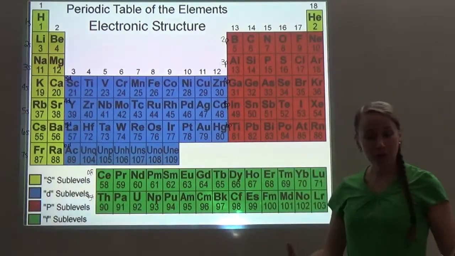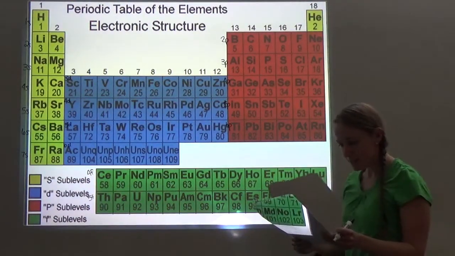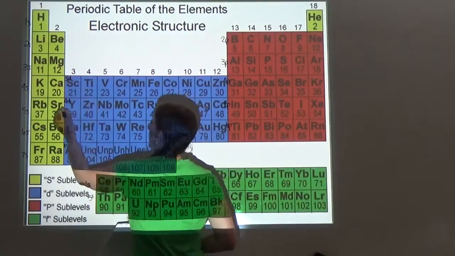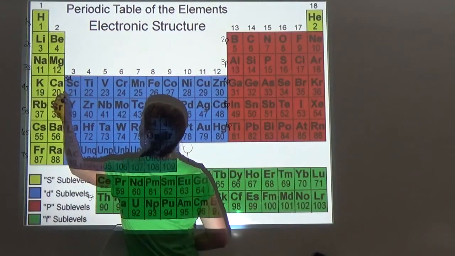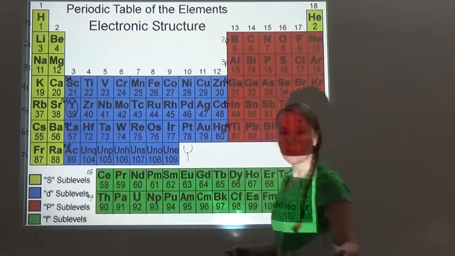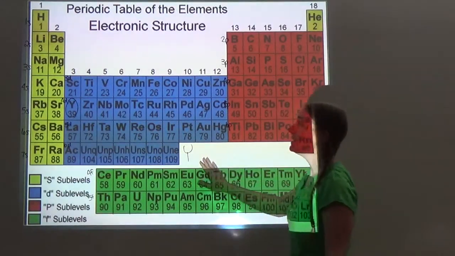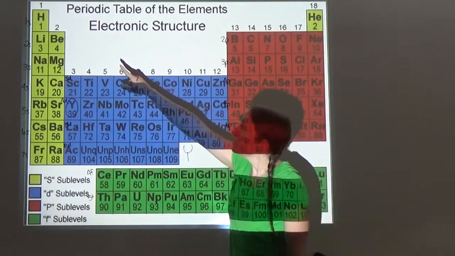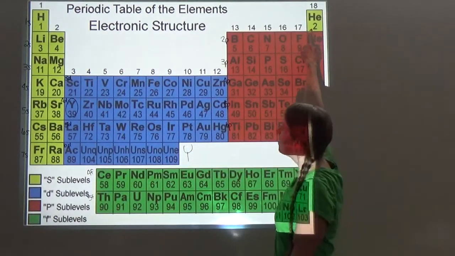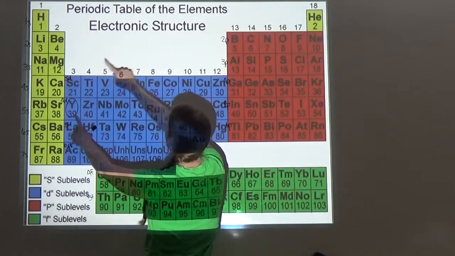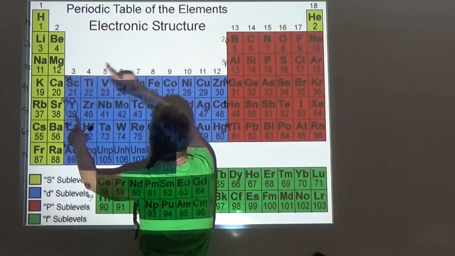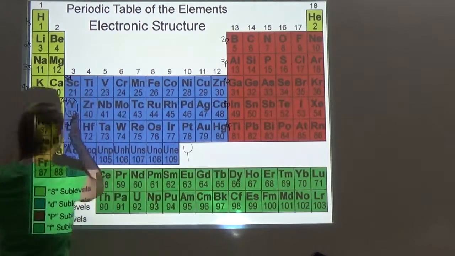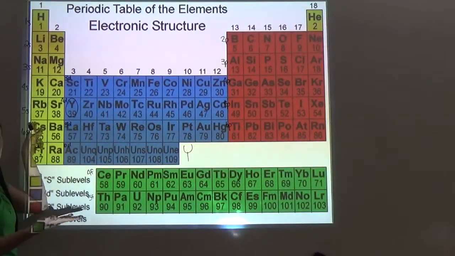All right, so the first one that we're going to do is Y, yttrium, which is right here at 4d. Normally we would go all the way to hydrogen and start at 1s. But I know that the first row is full because we're trying to get down here. I know the second row is full. I know the third row is full. And I know the fourth row is full. The fifth row is the only one that's not all the way full.